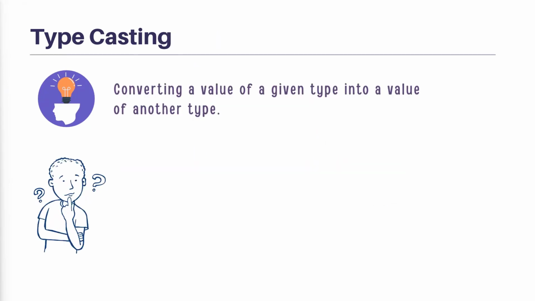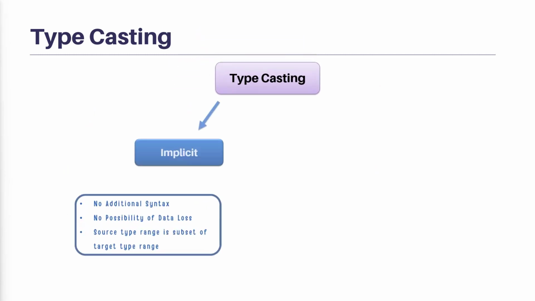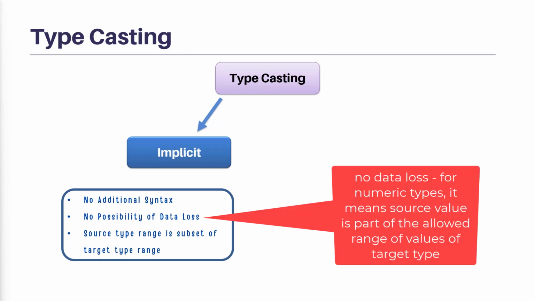Typecasting is used for converting a value of a given type to a value of another type. Typecasting can either be implicit or explicit. Let's see what is implicit typecasting. Implicit typecasting is simple. It doesn't require any extra syntax and it doesn't cause any data loss. An implicit casting can be made when a value to be stored can fit in the target type without being truncated or rounded off. For built-in numeric types, it means if the range of a source type is a subset of range of the target type, then implicit conversion can happen.